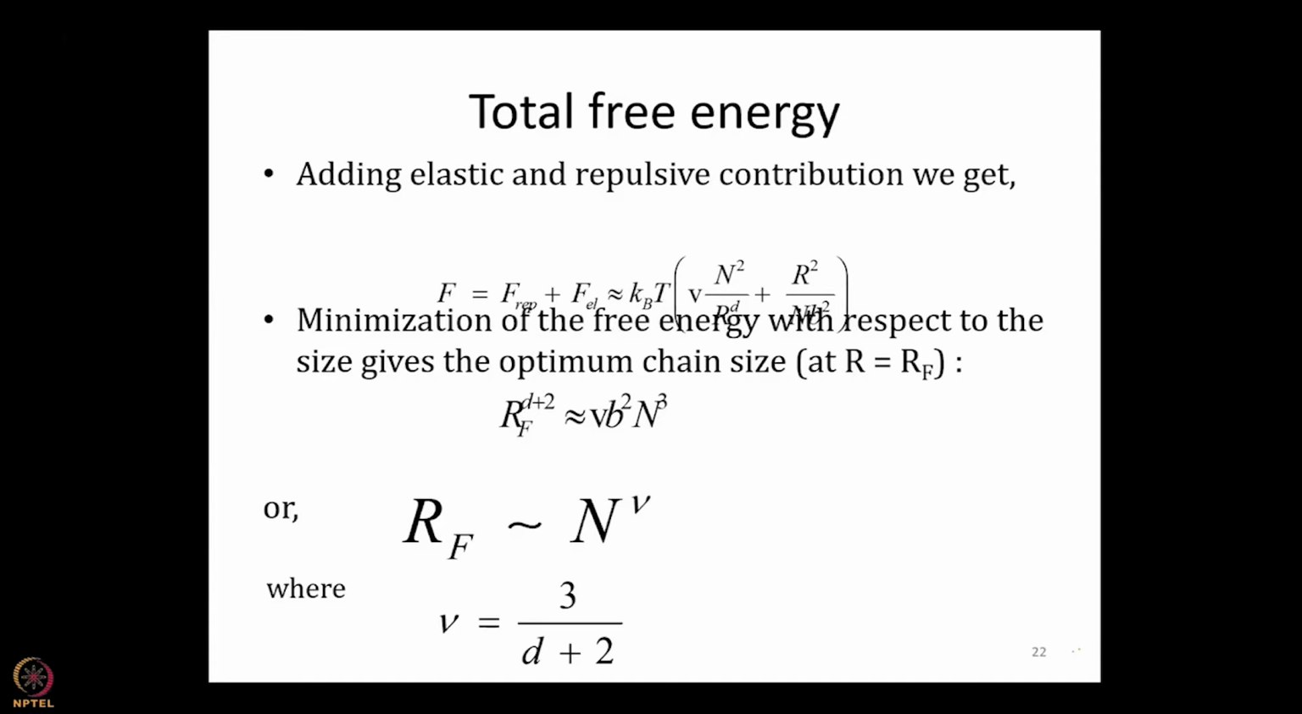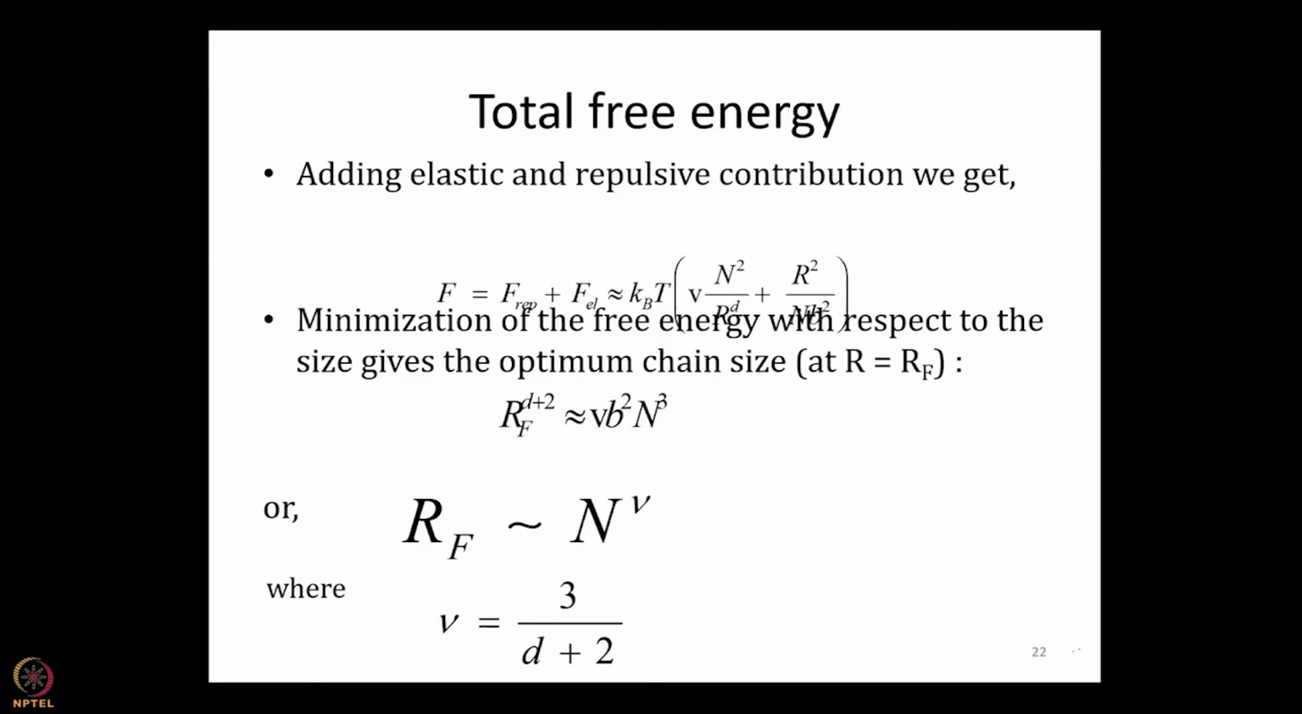Now, the important thing is that I minimize F with respect to R. And if I minimize F with respect to R, then I get a beautiful result. This is because when I set dF by dR equal to 0, there is an R to the power D plus 1, and the other terms become R. So D plus 1 and R, but they are on opposite sides, one in the numerator and one in the denominator. So when I rearrange the terms, there is a negative that comes from N square by R to the power D plus 1, and a positive that comes from R square by N b square.